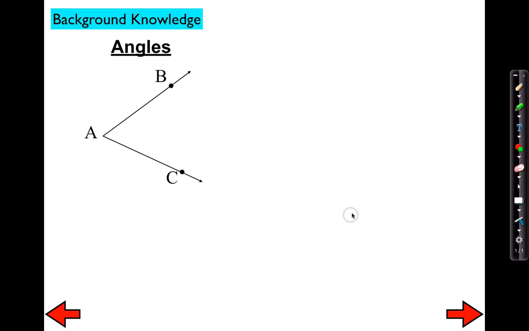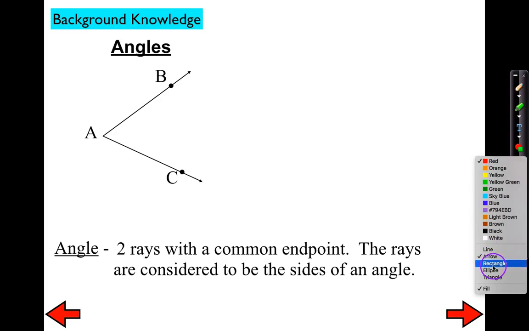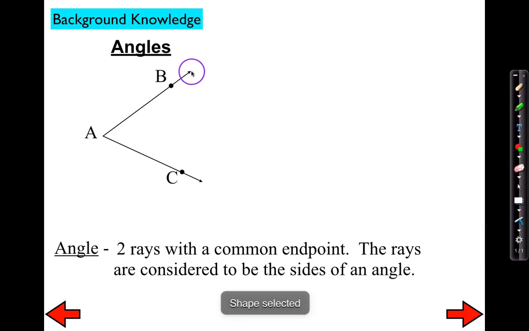So, angles. What is an angle? Well, by definition, an angle is two rays with a common endpoint. The rays are considered to be the sides of an angle. If you think of it like this, a ray is essentially pointing in one direction and has one point, an endpoint. So in this case, notice it is composed of two rays.